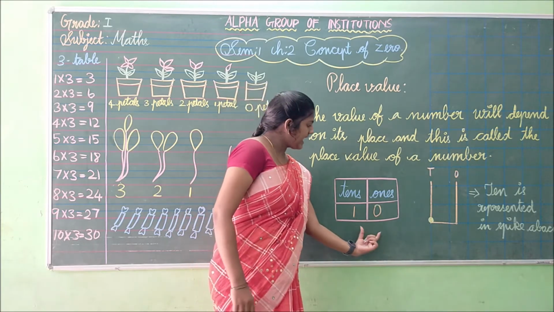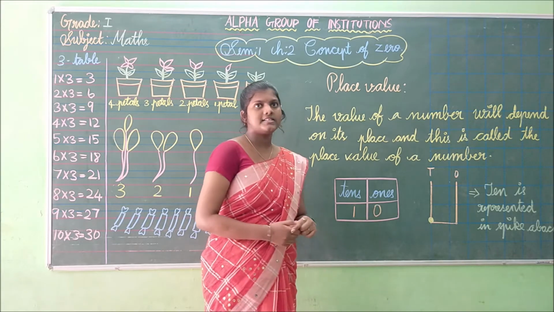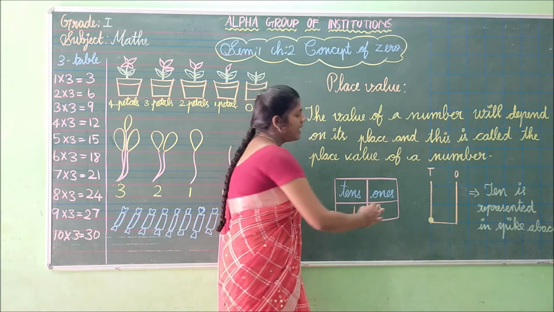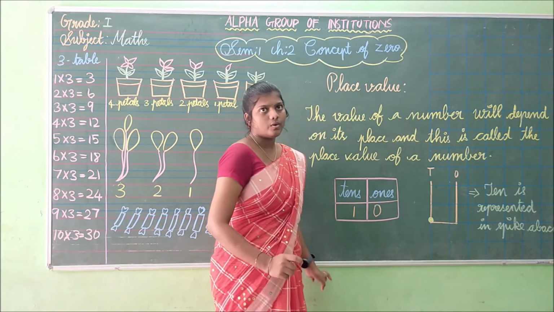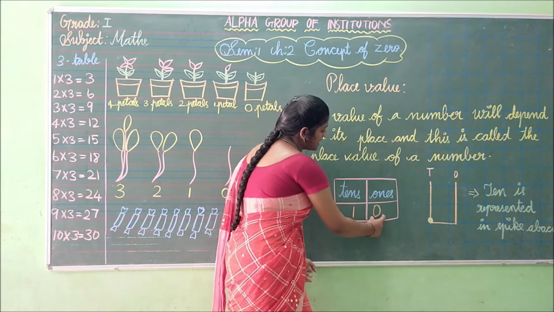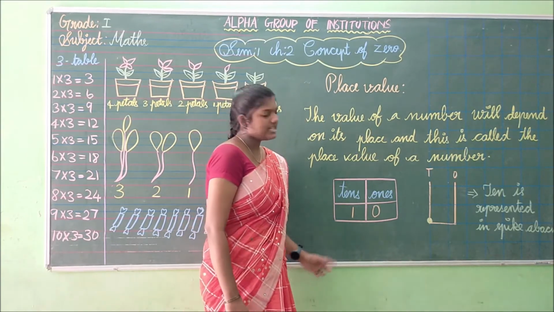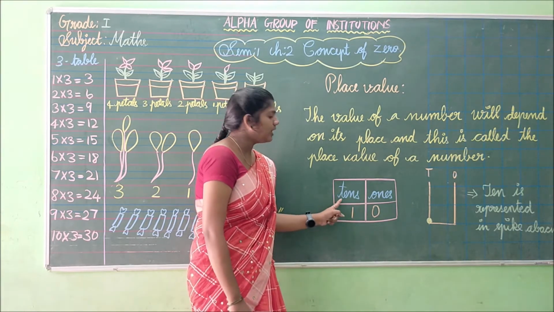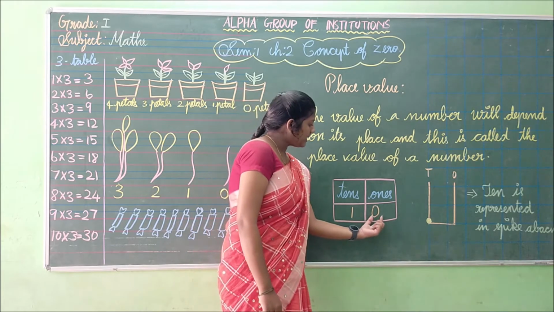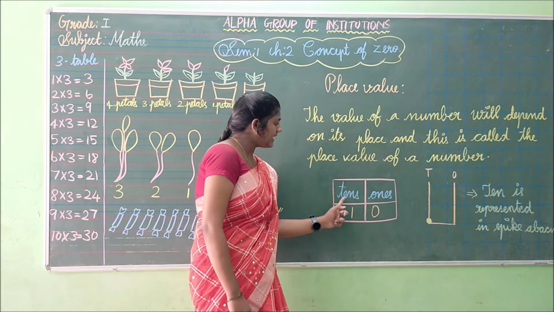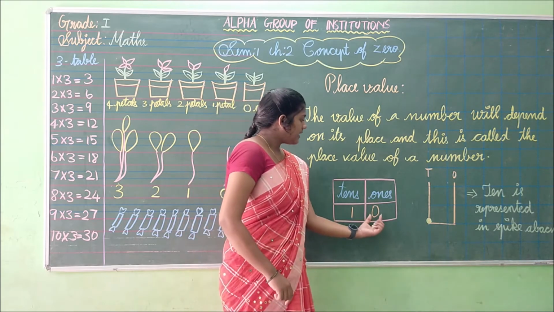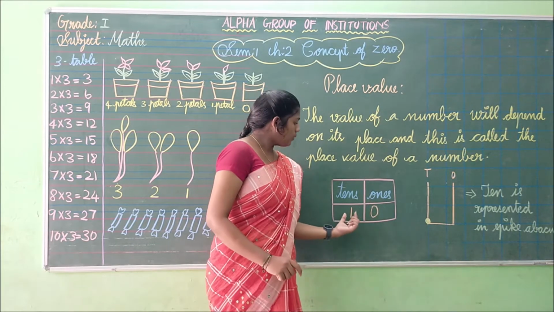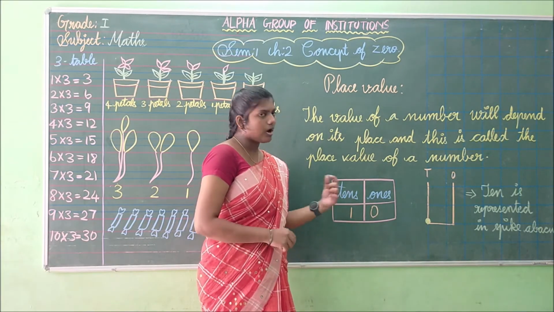Okay children? In 10, we have 1 and 0. So we are going to take the numbers from the right hand side. From the right side, the first number is called ones. Then the second number is called tens. Here 0 is ones and 1 is tens. 0 is present in the first place, so it is called ones, and 1 is present in the second place, so it is called tens.